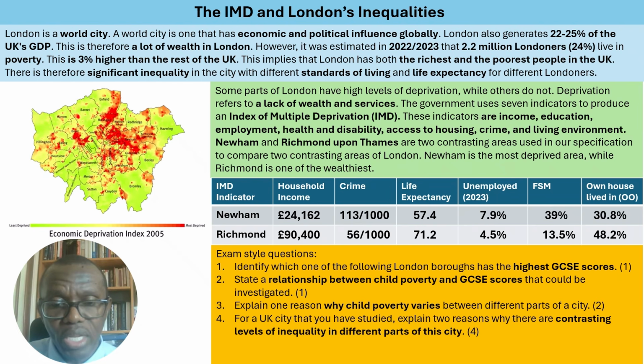Then the last one is, for a UK city that you have studied, explain 2 reasons why there are contrasting levels of inequality in different parts of the city. Then, of course, this one again, you can talk about some of the issues that we have discussed here.